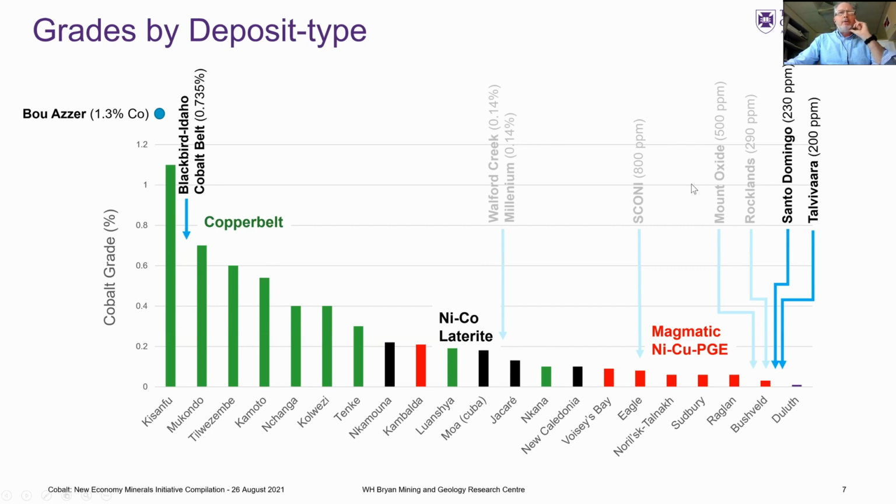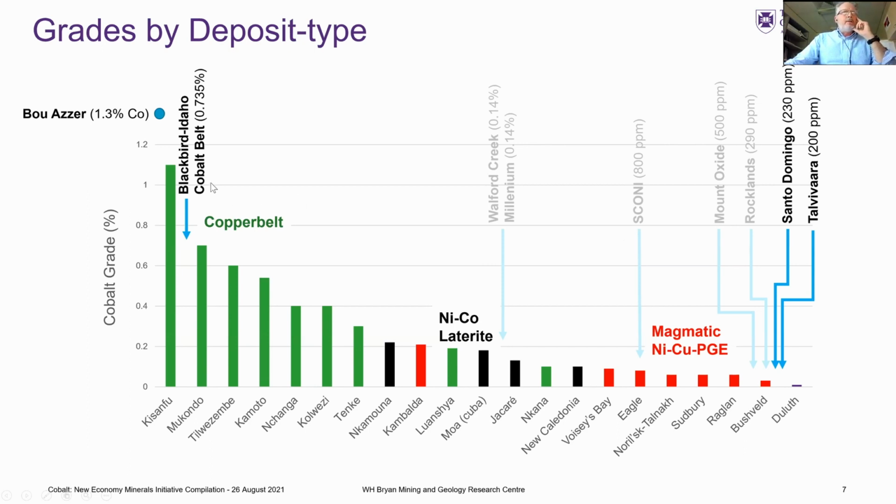And before we actually go and look at some of the targeting, this is that grade plot again, and you recall the Queensland deposits here, but I wanted to put on a couple of deposits by deposit type. We'll talk about these in a minute, but Telva Vara is a Finnish black shale hosted deposit, which is down at 200 ppm cobalt. Santo Domingo is an ICG deposit that is going to be producing cobalt when it comes into production, and it's sitting at 230 ppm. So relatively low levels, but large tonnage deposits.